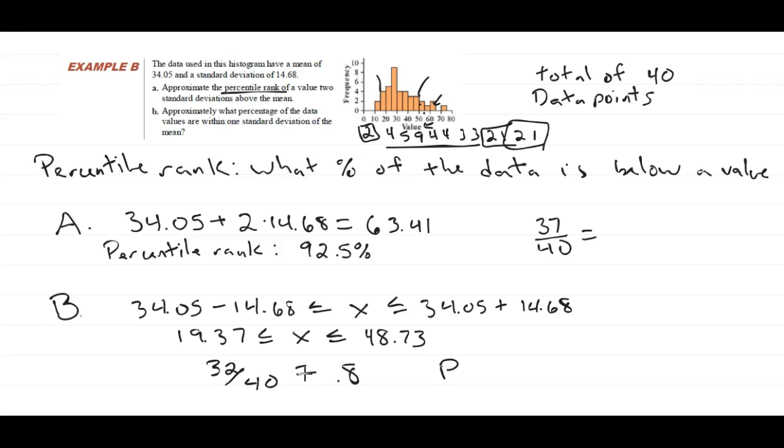So my percentile rank for this problem is 80%. I guess maybe it's not percentile rank. It says what percentage of the data. So it's not percentile rank. We're going to say 80%. There we go. So 80% of our data fits within that area, within one standard deviation of our mean. All right, there you go. There is example B.